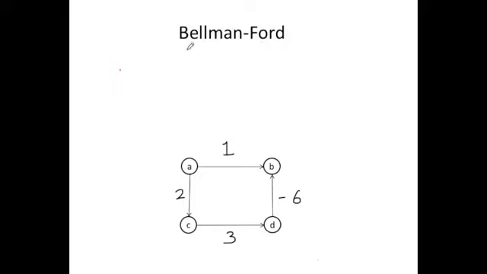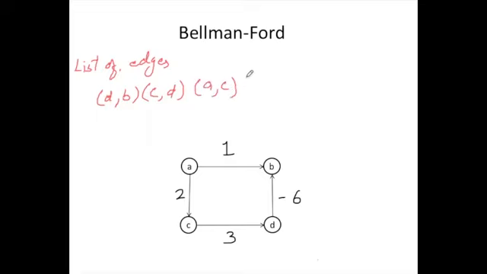I am going to show you the procedure of Bellman-Ford. It says that from the graph you make a list of edges. So here I pick up the list of edges. I will pick up D to B, the last one, first. Then next is C to D, and next is A to C. The next one is A to B.